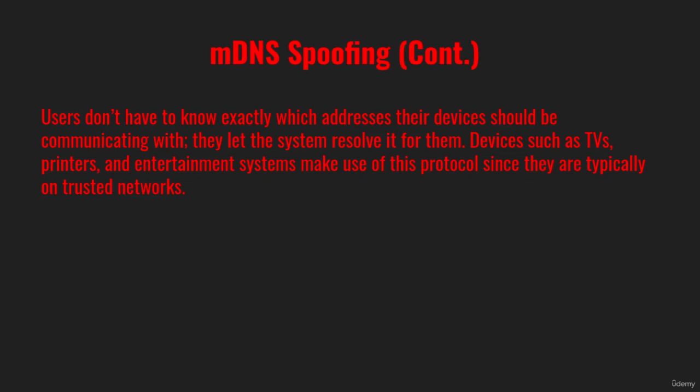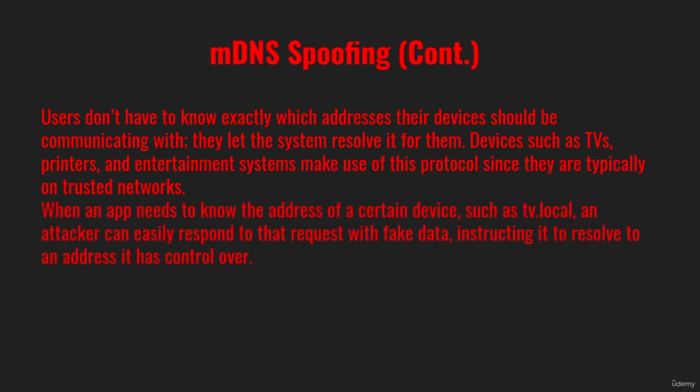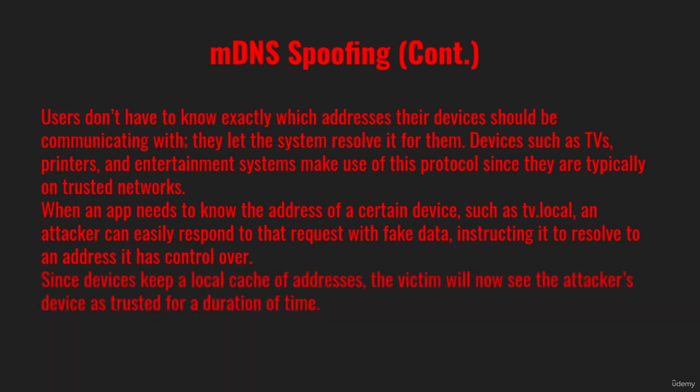Devices such as TVs, printers, and entertainment systems make use of this protocol since they are typically on a trusted network. So when an application needs to know the address of a certain device, such as tv.local, an attacker can easily respond to that request with fake data, instructing it to resolve to an address it has control over. Since devices keep a local cache of addresses, the victim will now see the attacker's device as trusted for a duration of time.